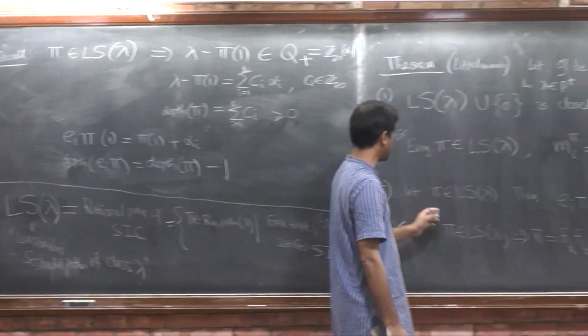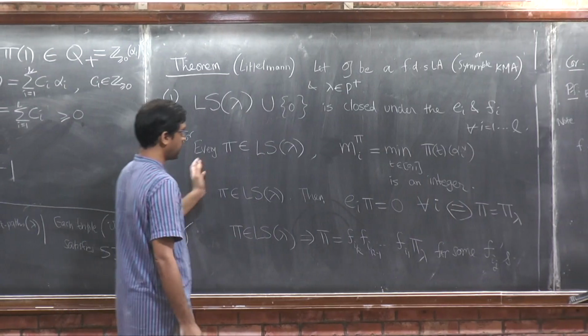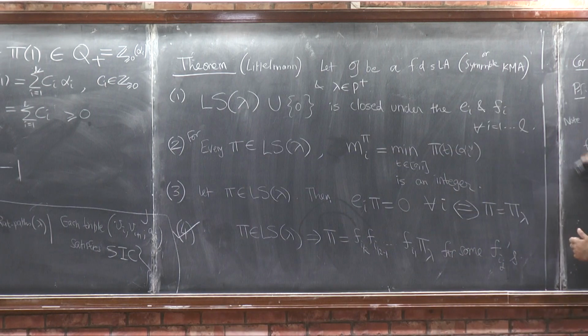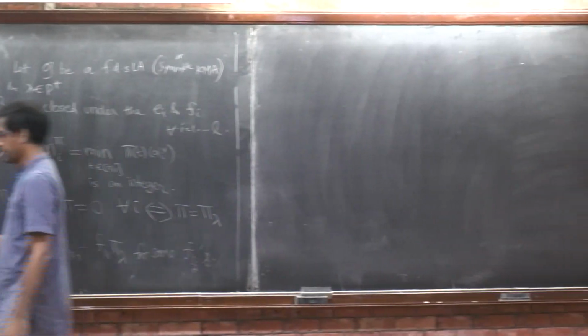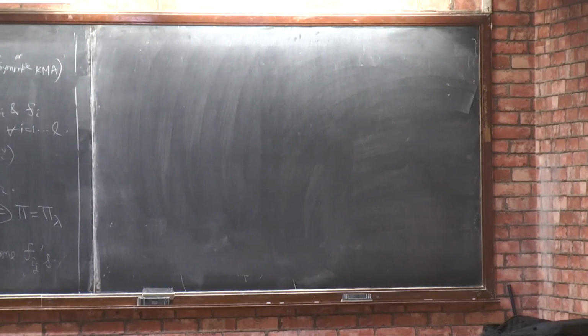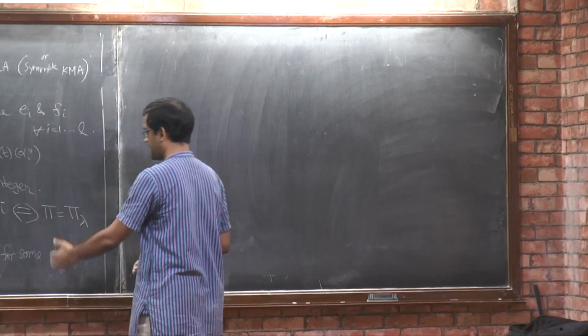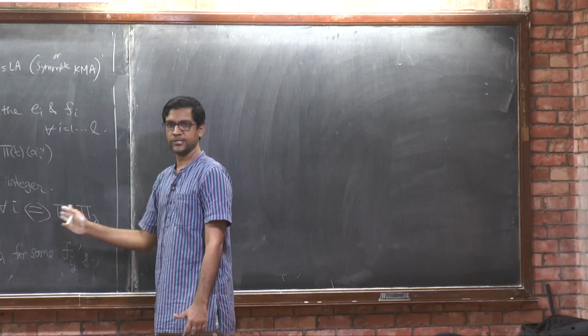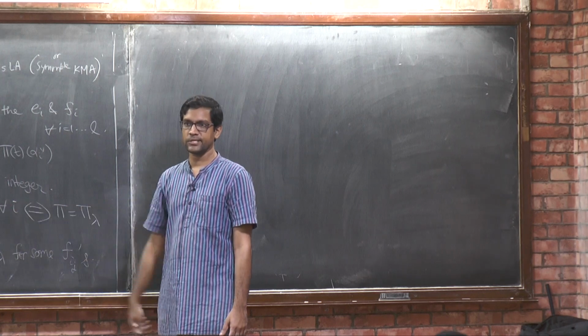Now let's prove 3 assuming 2. So I'm going to assume that 2 is true, that these paths all have integral minimum values, the mi's are all integers. So let's look at statement 3 that we need to prove. It says that ei pi is 0 for all i if and only if pi is equal to pi lambda. One way is obvious. If pi is equal to pi lambda, all the ei's are 0.